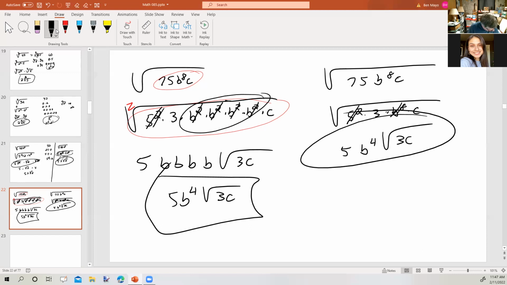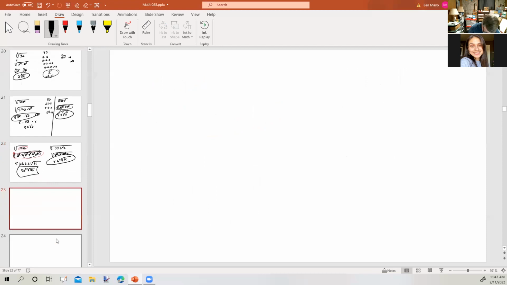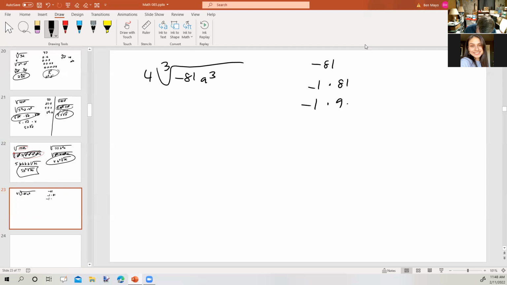Okay, let's see here. We have 4 times the cube root of negative 81 a cubed. All right, so now I've got a cube root. That index tells you what you want. So I want cubes. Well, negative 81 is negative 1 times 81, which is negative 1 times 9 times 9, which is negative 1 times 3 times 3 times 3 times 3, which is negative 1 times 3 to the 4th. Okay. Now, 3 to the 4th, I'm going to write as 3 to the 3rd times 3 to the 1. And that 1, I don't really need to put it there, but I'm just putting it there to remind you where it came from.